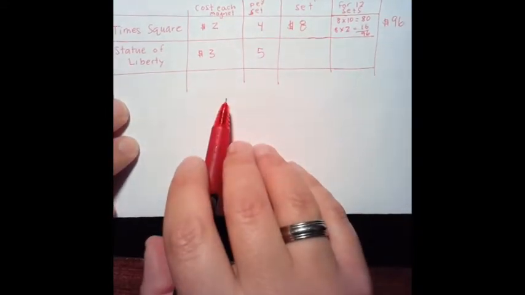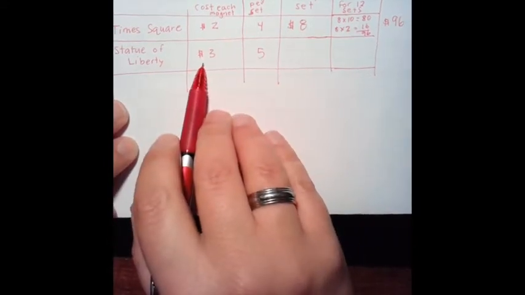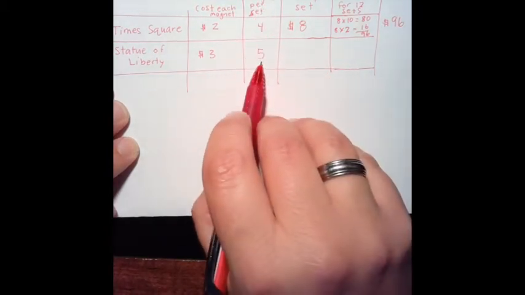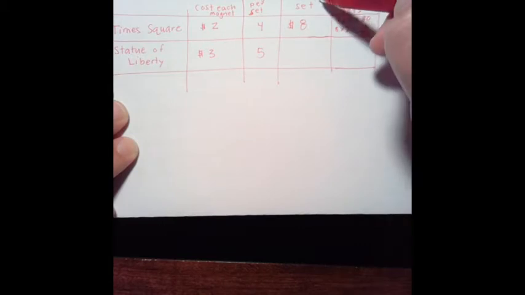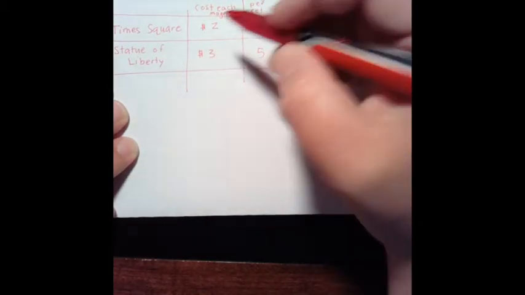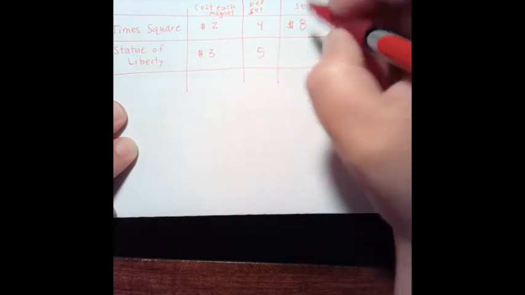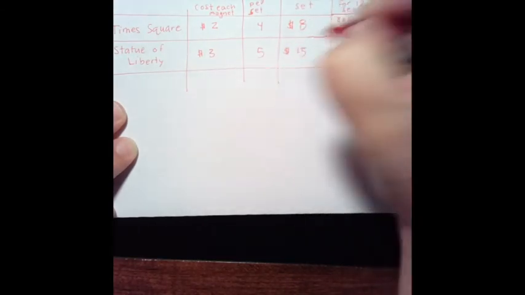Alright, now we got the Statue of Liberty magnets. Well, those cost $3 each. But in this set, there are 5 magnets in each set. So now the cost per set, again, we'd have to figure out how much each magnet costs times the number of magnets in each set. So it's 3 times 5. So 3 times 5 is 15.